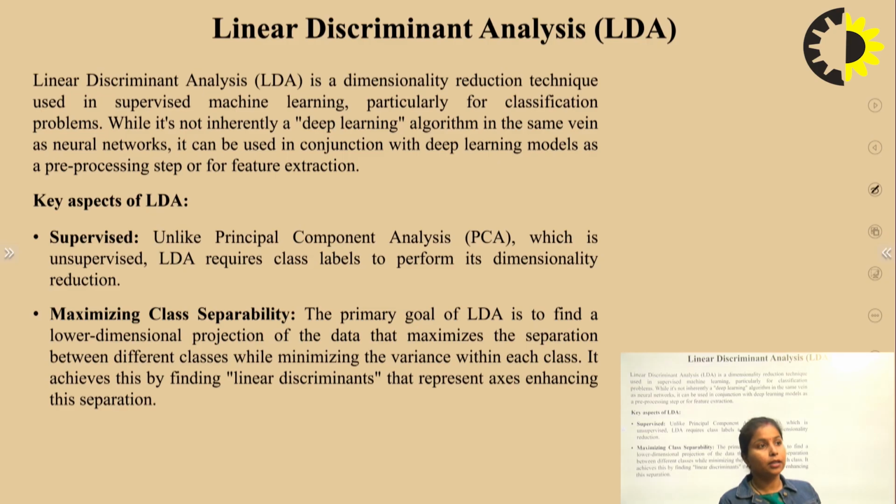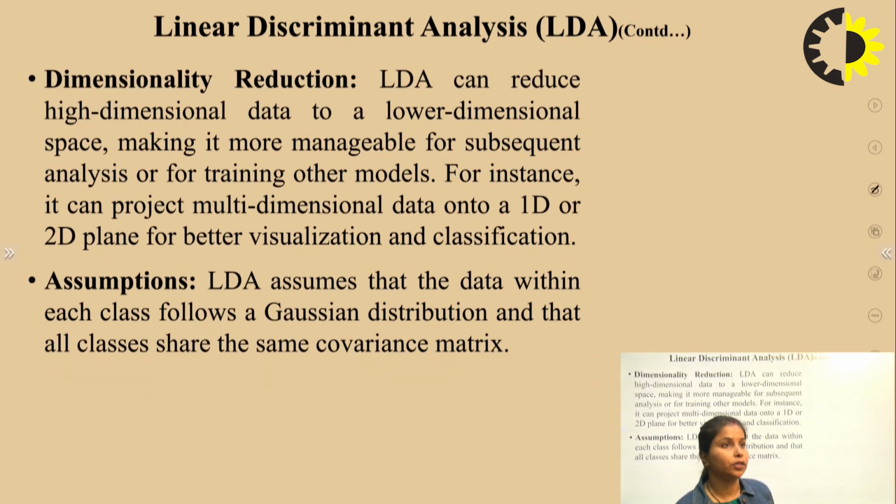Some key components of LDA are supervised learning and maximizing class separability. It is supervised: unlike principal component analysis, which is unsupervised, LDA requires the class labels to perform its dimensionality reduction. Also maximizing class separability: the primary goal of linear discriminant analysis is to find the lower dimensional projection of data that maximizes the separation between the different classes while minimizing the variance within each class, and it achieves this by finding the linear discriminants that represent axes enhancing this separation.